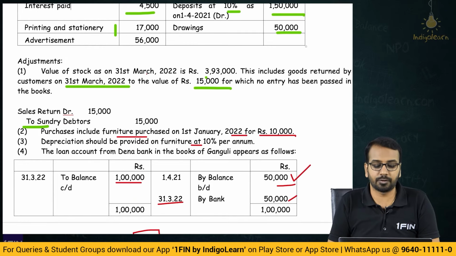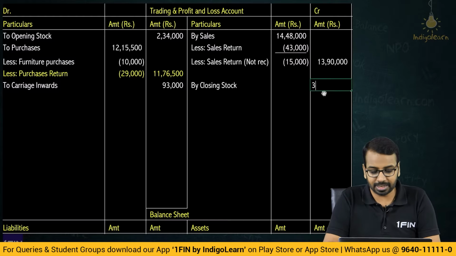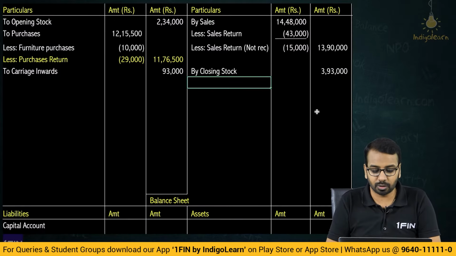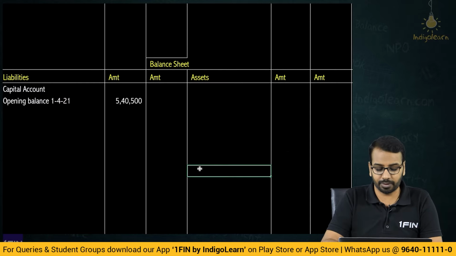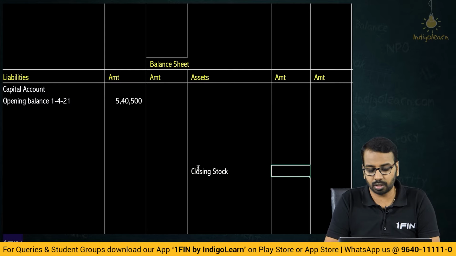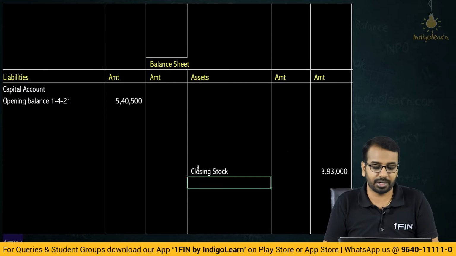Value of stock on 31st March of 22 was 3,93,000. This does not need any adjustment. So as it is, you will take up 3,93,000, and this also has to be plotted on the asset side. Somewhere we can leave some 4-5 lines and plot closing stock 3,93,000, or you can remember and subsequently post it. That is also perfectly fine.